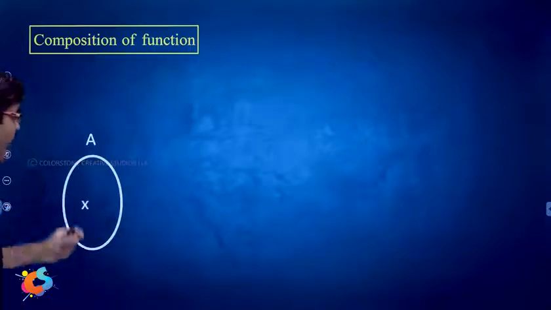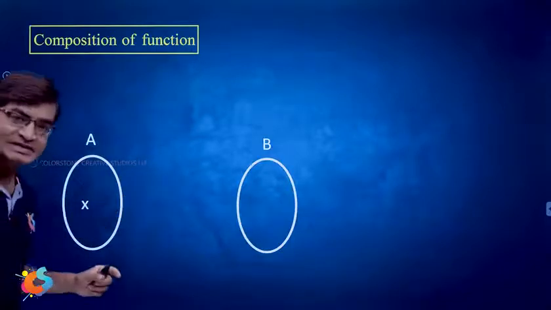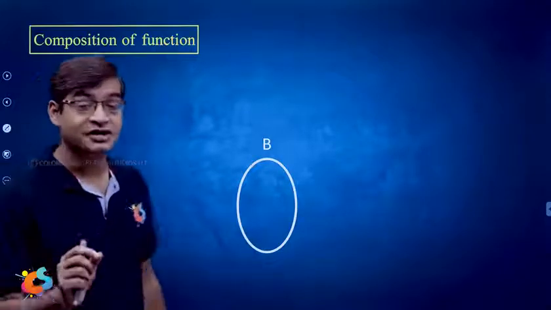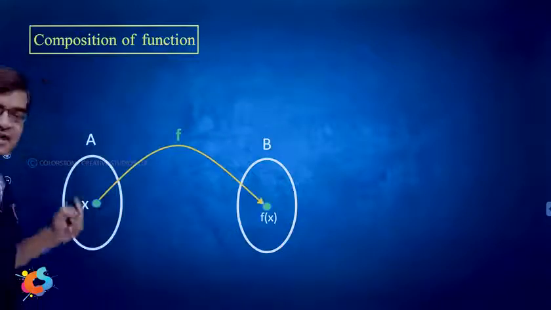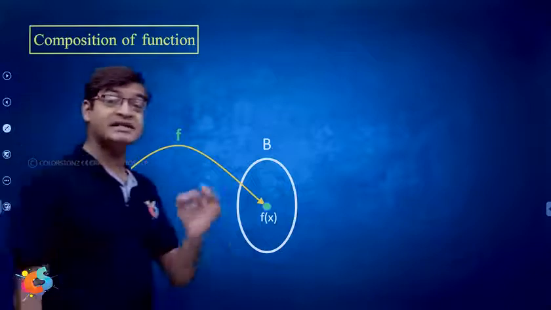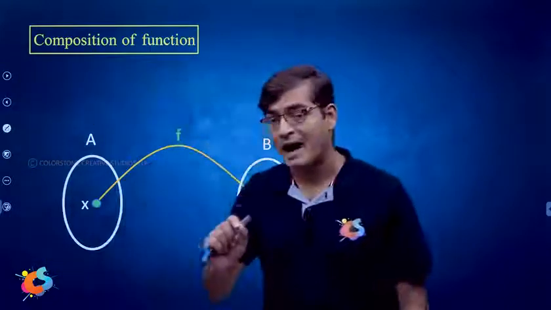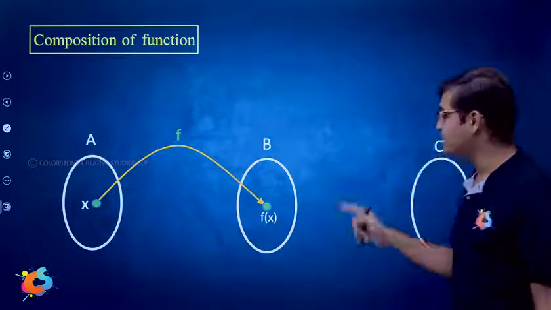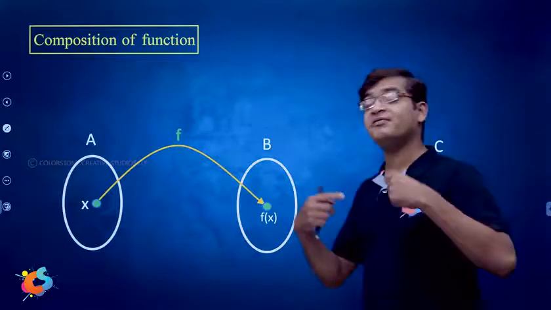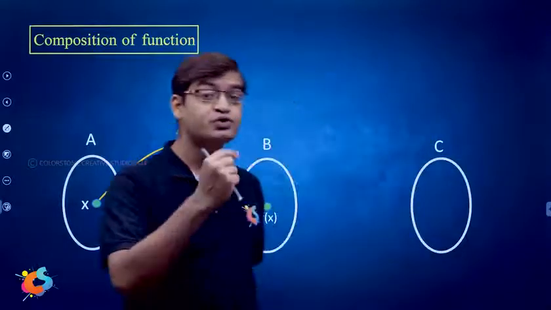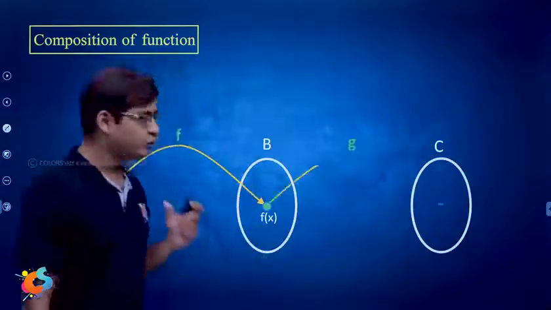For that, let us take a set A and let us say set B is there, and f is a function which is mapping from set A to set B. So this is how the function is there. If there is an element x, then it will map to f of x. Correct? Next, let us take another set C. Now let us define a function g from B to C.